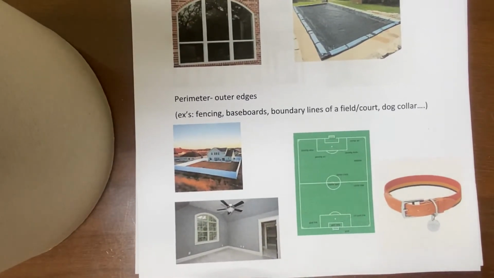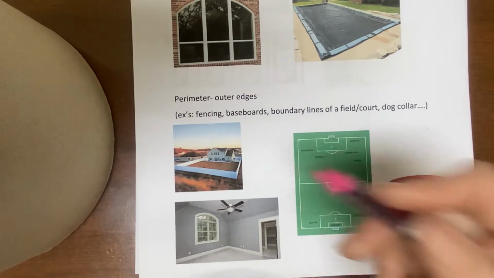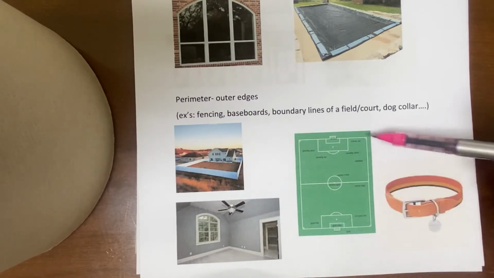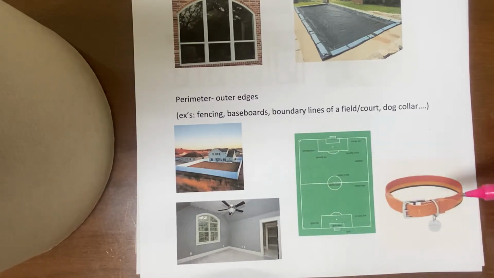Perimeter is the outer edges of something. So fencing in the yard, the boundary lines of a field or a court, a dog collar, baseboards are these boards that go around the room.